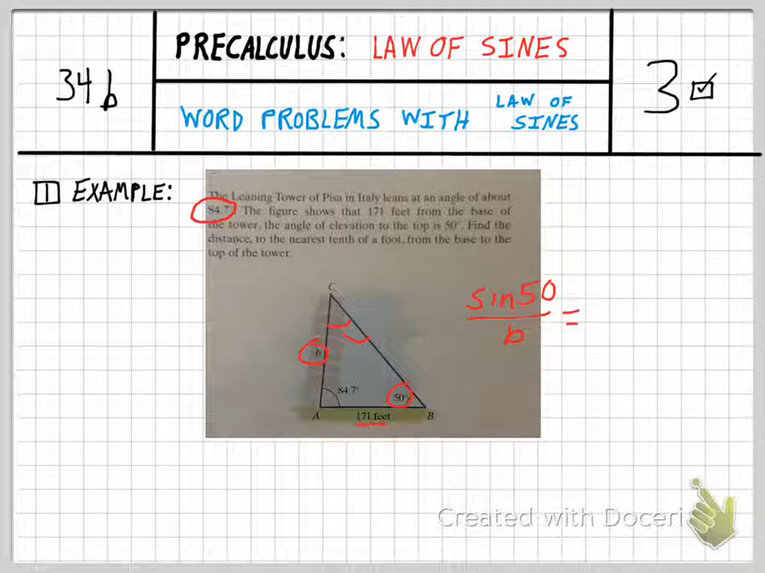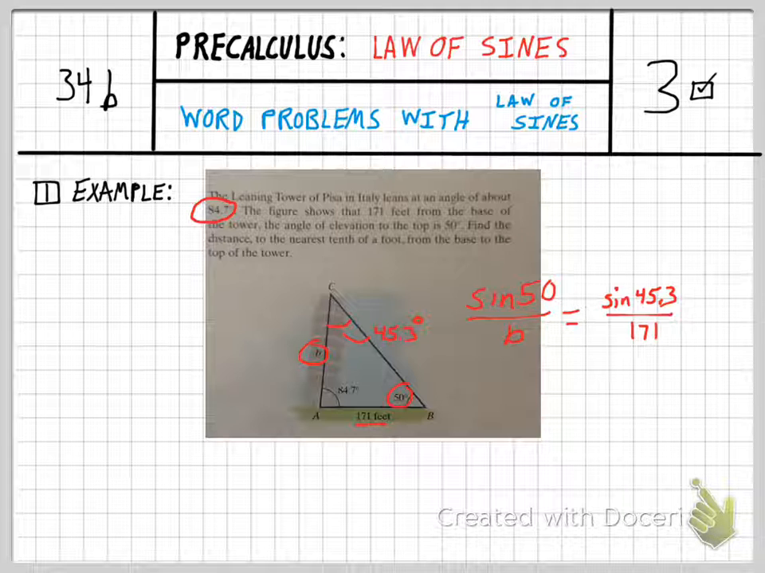So if you pull out your calculator and do a little calculation there, 180 minus 50 minus 84.7 turns out to be 45.3. And so now that I know angle C, I can set up my second half to the law of sines, which is the sine of 45.3 over 171. And that's it. That's your law of sines ratio setup.